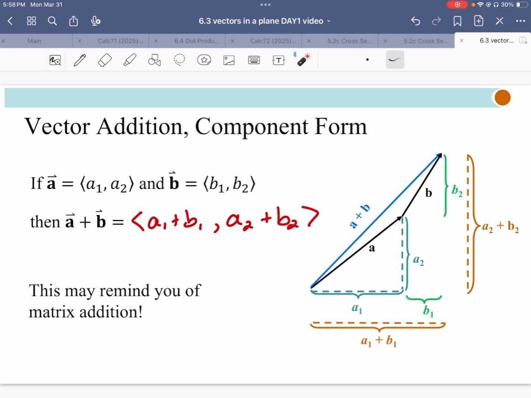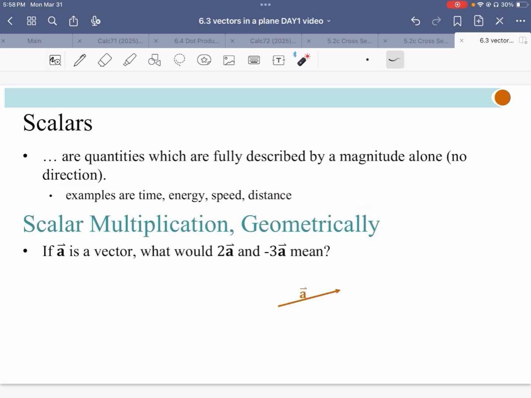So this might remind you of matrix addition, that you are just adding their components. And similarly with subtraction, you just subtract their components. Now scalars, we also did scalars when you learned matrices. If you've learned matrices, it's okay if you haven't.